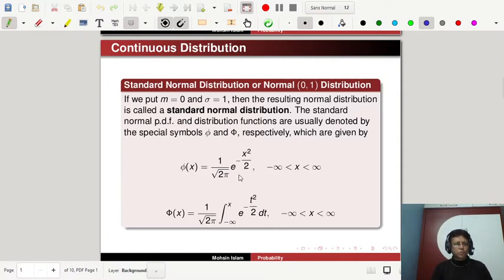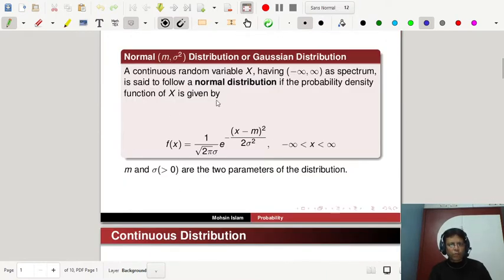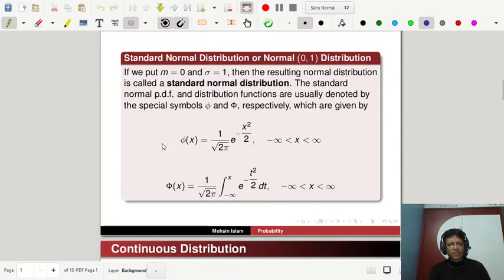Just you need to substitute m equal to 0 and sigma equal to 1 in this PDF of x, probability density function of x, normal distribution. So you will have this phi(x). This is your probability density function of the standard normal distribution, and this is your distribution function, 1 by root over 2 pi, integral from minus infinity to x of e to the power minus t square by 2 dt. So this is your distribution function and this is your PDF for a standard normal distribution.